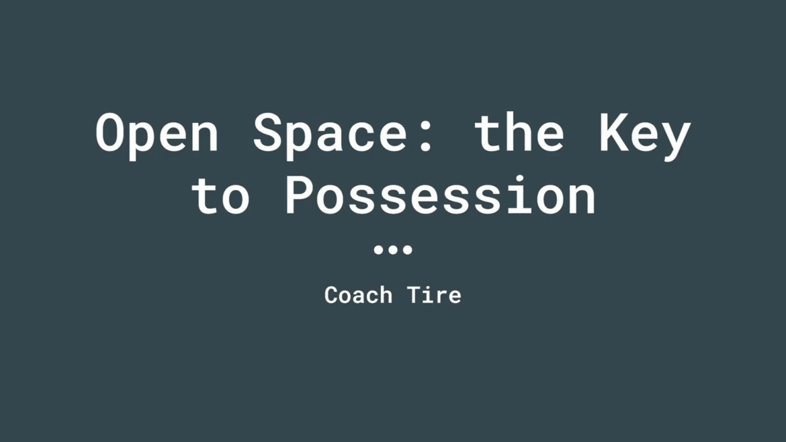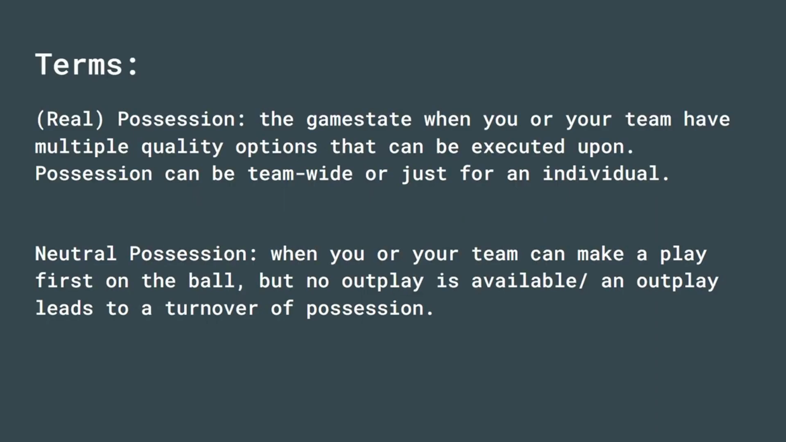Now, open space is the key to possession, but before we can get into the meat and potatoes, we have to define some terms. Real possession is the game state when you or your team have multiple quality options that can be executed upon. Possession can be team-wide or just for an individual. Neutral possession is when you or your team can make a play first on the ball, but no outplay is available, or an outplay leads to a turnover of possession.